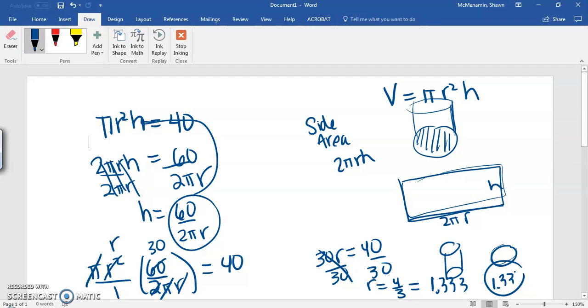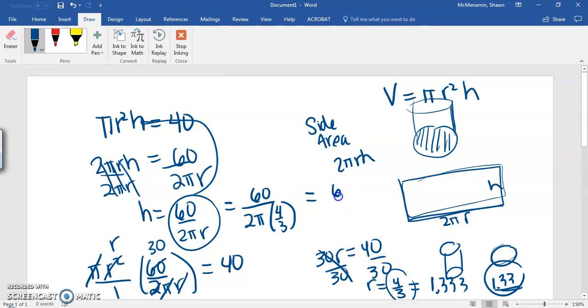And then for the next question on this one, it's asking for the height. So to solve for the height, you're going to plug it back into this equation right here. So the height is 60 over 2 pi r. Now, r is actually 4/3. So I think this is where the problem is. I would not use your estimate. I would use the exact value, which is 4/3.